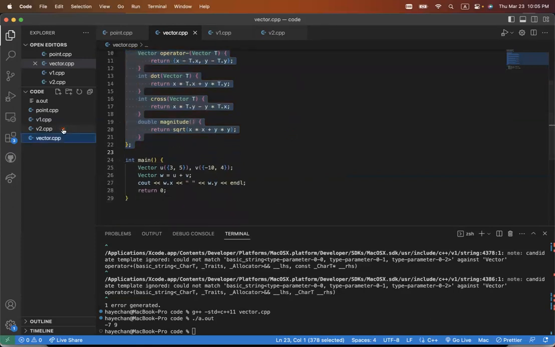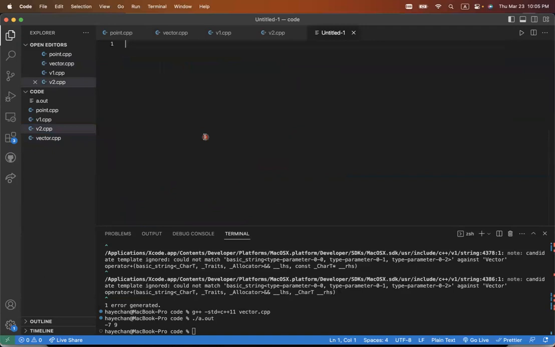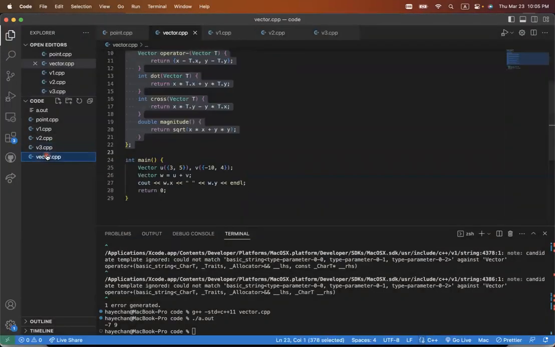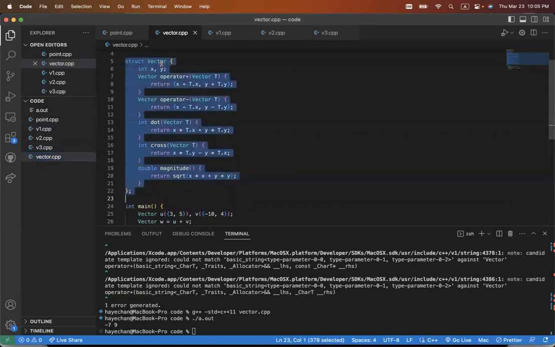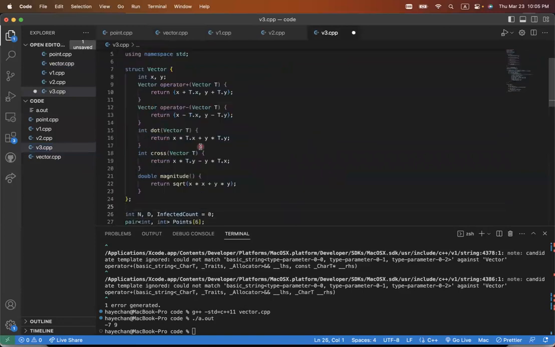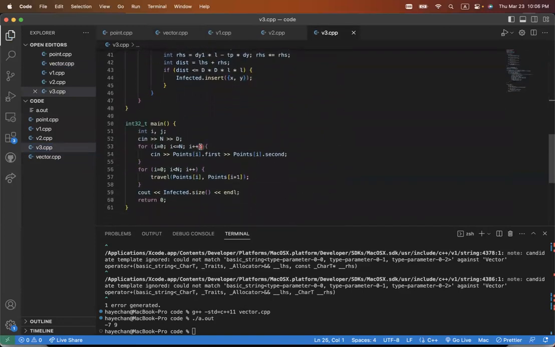Okay, we're going to copy that. So first, let's just create a file called v3. Then we're going to copy the vector implementation here into v3 so we can use it. We'll put that on top.